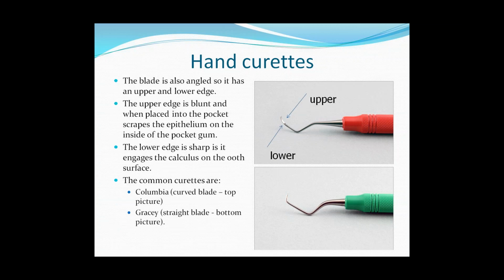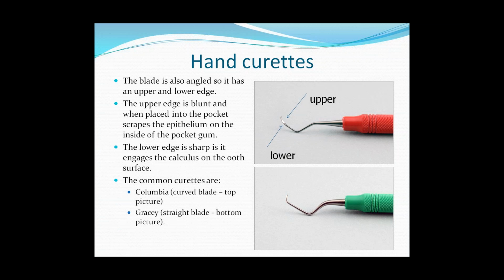The blade also is angled. So when you hold these instruments vertically, there'll be an upper and a lower edge. So you can determine which side of the curette actually is cutting, because only one side of the curette cuts. And now that's important to recognize, because when the curette is in the periodontal pocket, you only want the sharp surface against the tooth root.